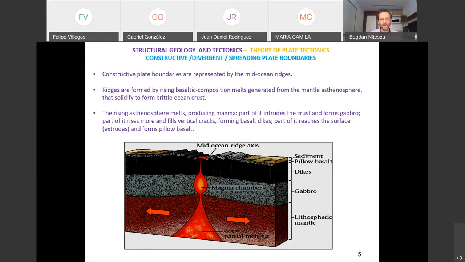Yeah, that's the thing. So this material goes up, and part of it intrudes and forms gabbro. Part goes through cracks and forms what's called basalt dikes. And part of it goes to the surface and forms pillow basalt.